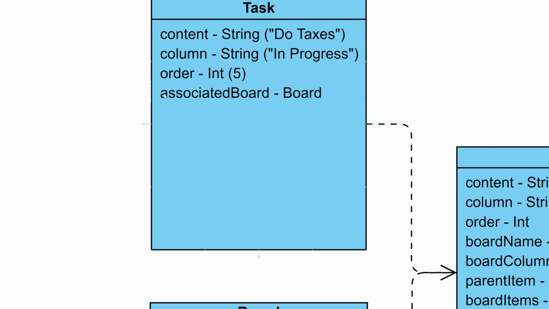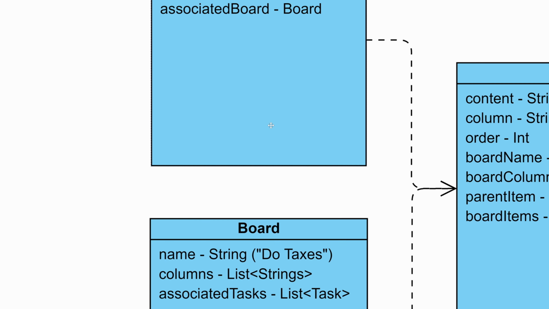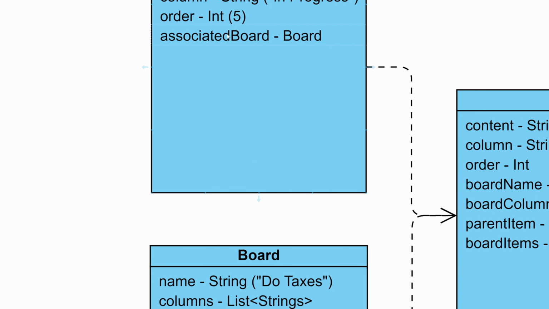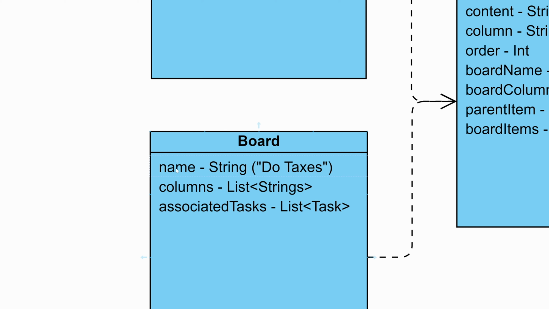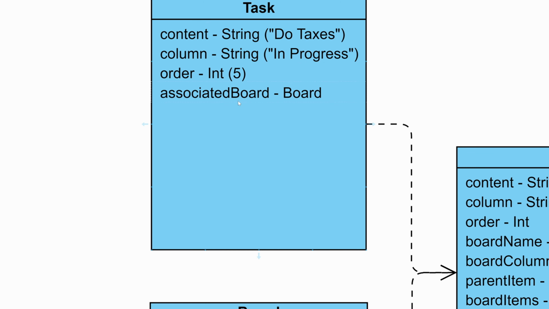I also have the associated board. This comes back to the recursive thing that I was talking about, where each task, once it's clicked, will open a board. And associated board points to a board type. So you can see this is what a board type is. A board just has a name, some columns. So this would be like all the columns in a list. So it would be backlog, in progress, done, for instance. And then it also has all the associated tasks, which is just a list of task types. So a list of these.